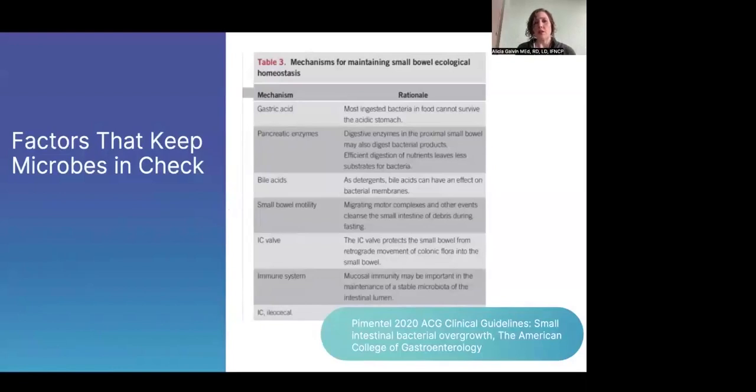So let's talk a little bit as we go from this upper part down to now the meat and potatoes of our digestive system, which is the stomach, small intestine, and some of the ancillary organs. This is from the American College of Gastroenterology Clinical Guidelines. It is coming from their SIBO paper, but I think it's a good chart as a reminder of what we have built into our digestive system that is essentially there to keep our microbes in check.